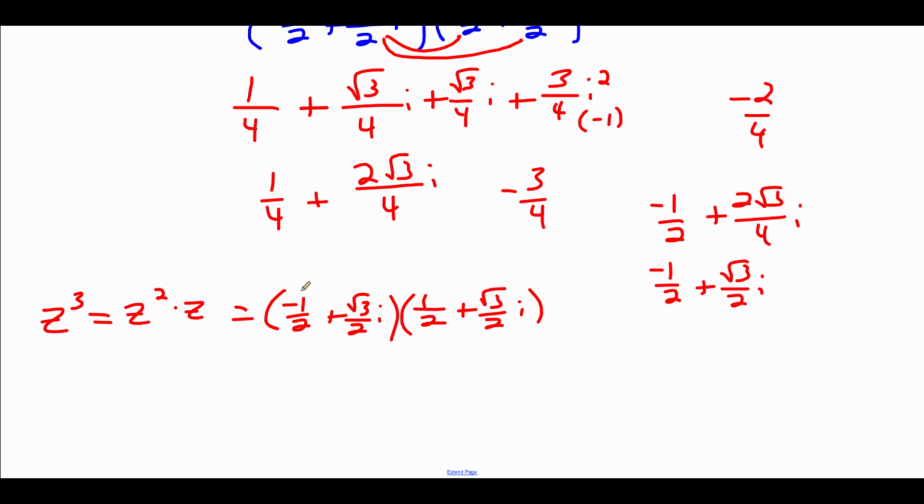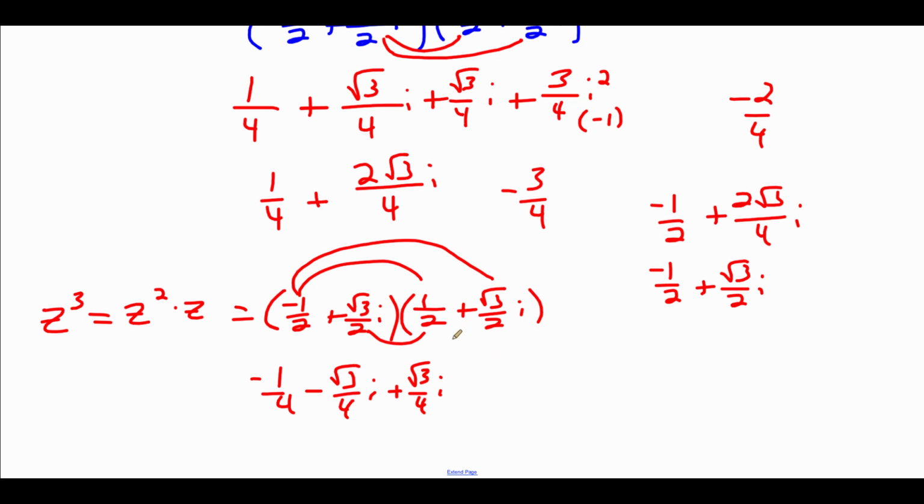So we're going to start multiplying this out. So negative 1/2 times 1/2 is negative 1/4. If I take negative 1/2 times root 3 over 2i, I'm going to get negative root 3 over 4i. Then if I take root 3 over 2i times 1/2, I'm going to get plus root 3 over 4i. And then lastly, taking root 3 over 2i times root 3 over 2i, we're going to get 3 over 4i squared.